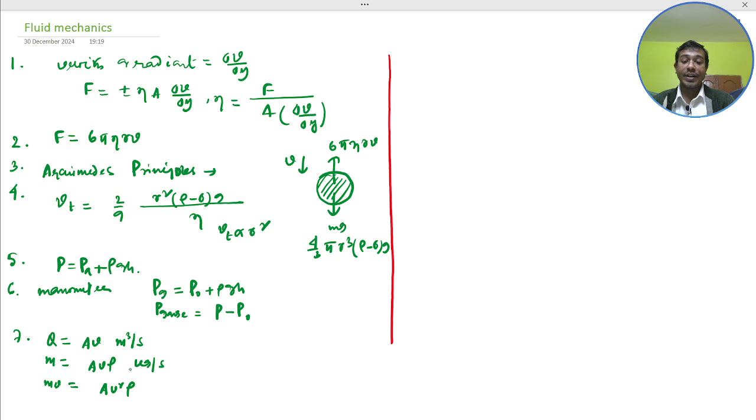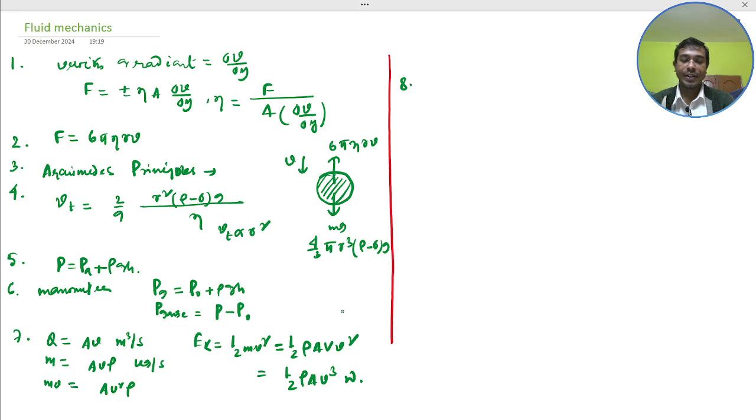And the kinetic energy flowing per second: EK, kinetic energy, is equal to half m v square, that is half rho A v times v square, where A v is the volume per second and v is the velocity. This is equal to half rho A v cube, in watt.